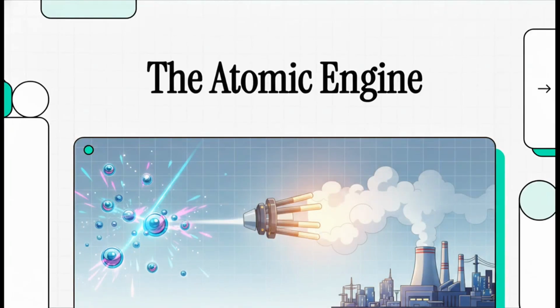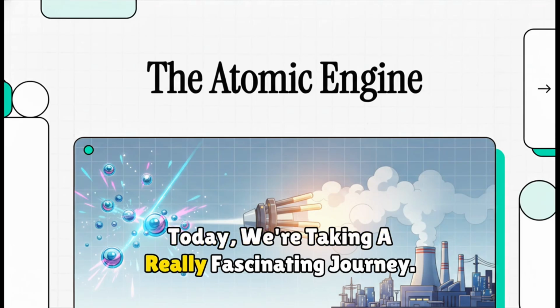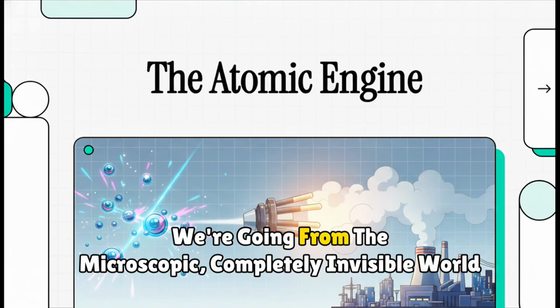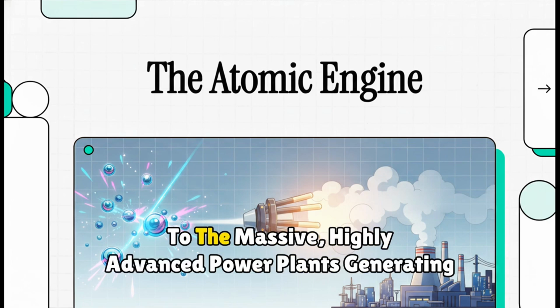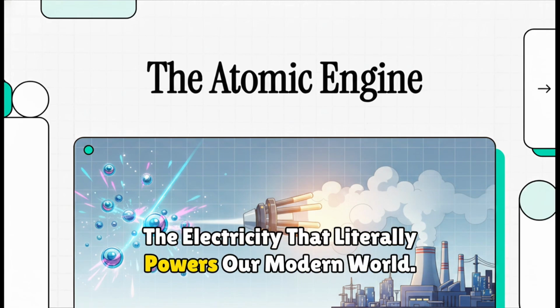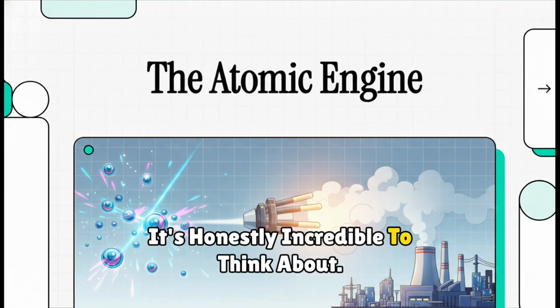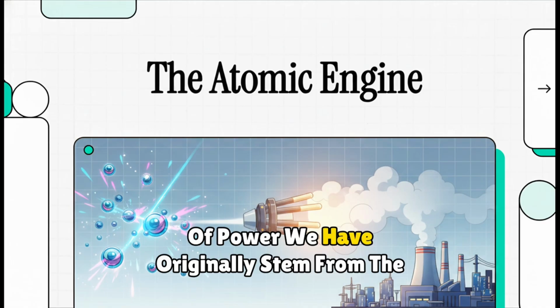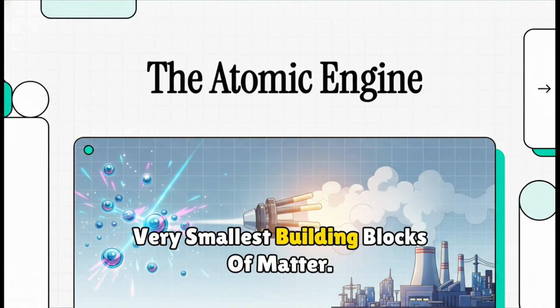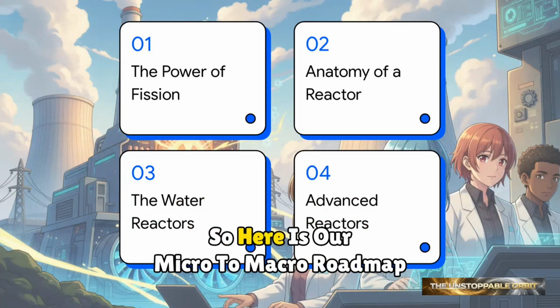Welcome to This Explainer. Okay, today we're taking a really fascinating journey. We're going from the microscopic, completely invisible world of the atomic nucleus all the way up to the massive, highly advanced power plants generating the electricity that literally powers our modern world. It's honestly incredible to think about. I mean, the absolute largest, most dense sources of power we have originally stem from the very smallest building blocks of matter. So here is our micro to macro roadmap for today.